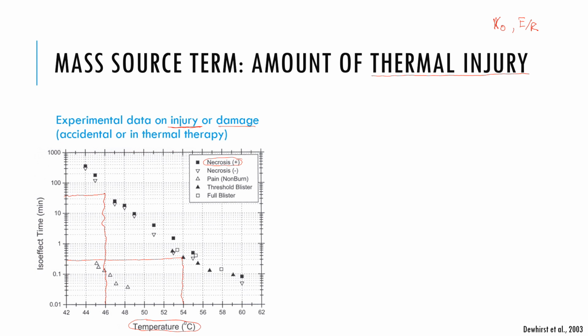So we can have many temperature-time combinations for the same injury, leading to this iso-injury curve. So this is for, let's say, necrosis. Okay, iso-injury curve. Once we have data, we can try to fit.